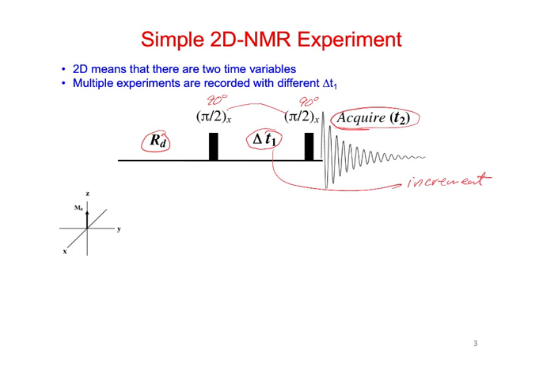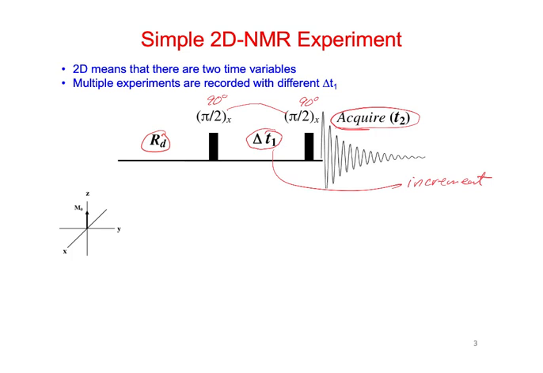Depending upon how much sample we have, if we're sample limited, if we have a small amount, then we may need to do multiple scans at each of these increments. So let's just look at what might happen if we do this. Okay, so let's draw this out.